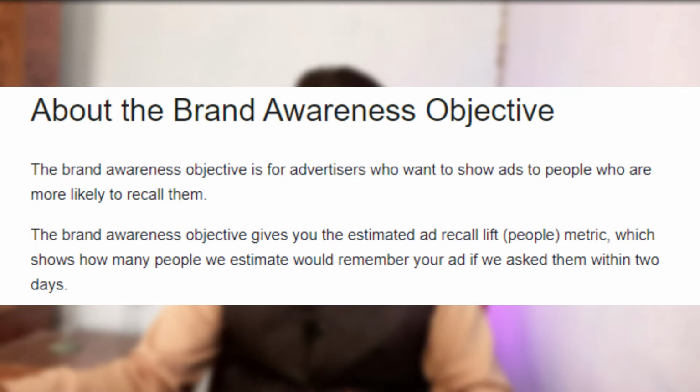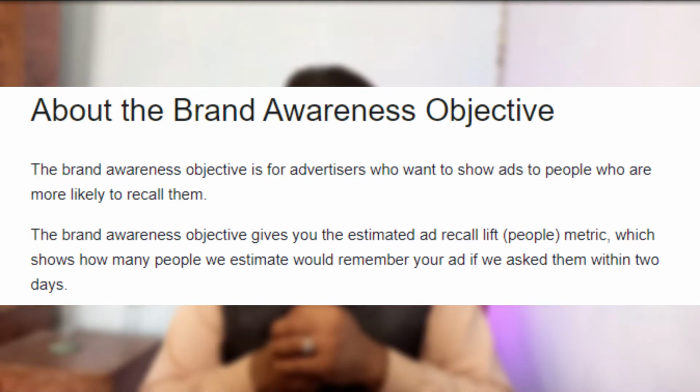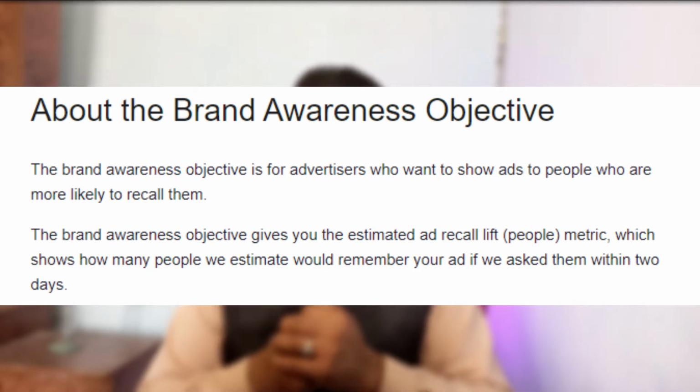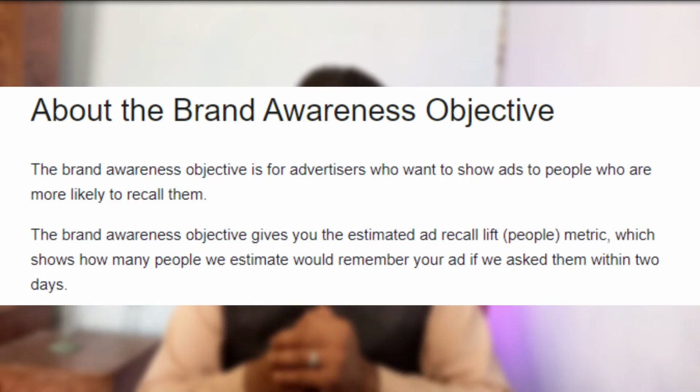Now let's see what Facebook says about the Facebook brand awareness ad objective. Facebook says the brand awareness objective is for advertisers who want to show ads to people who are more likely to recall them. The brand awareness objective gives you the estimated ad recall lift people metric, which shows how many people we estimate would remember your ad if we ask them within 2 days. So when you run a brand awareness campaign for some time and then run a remarketing ad campaign using the conversion objective, there is a high probability that these people will convert and buy from your business than someone who has not yet heard about it.